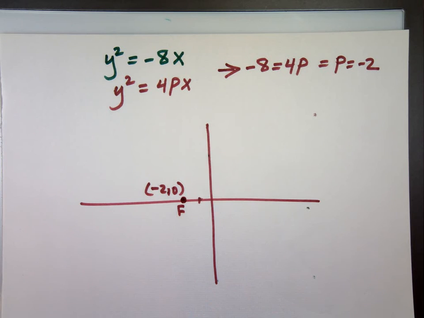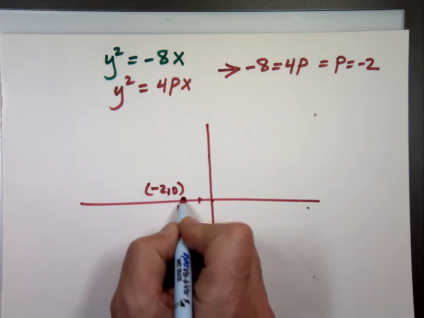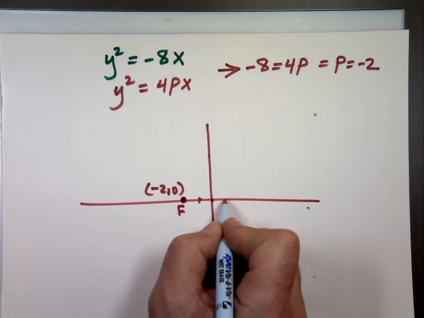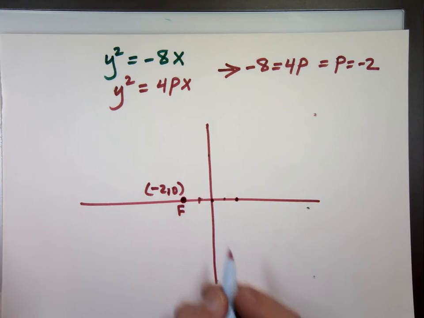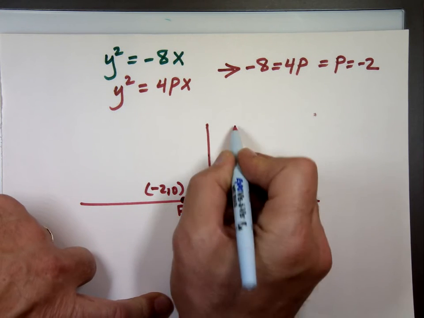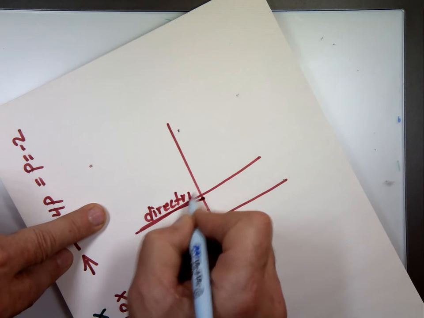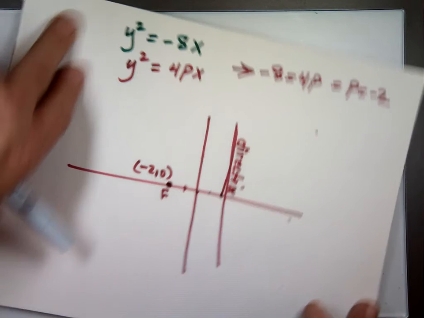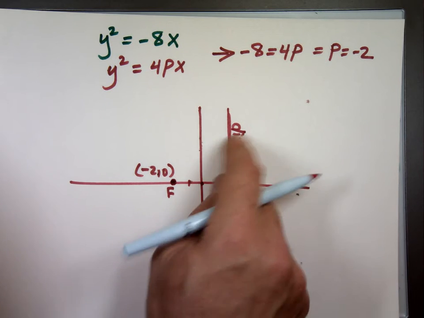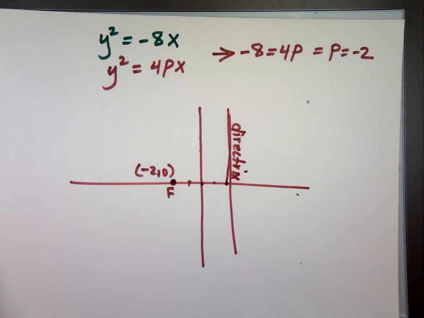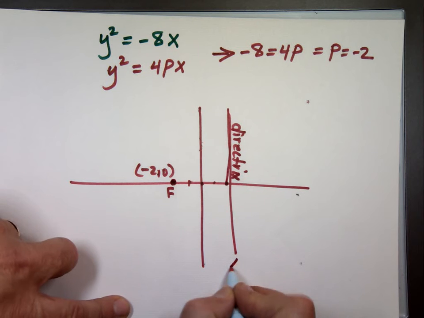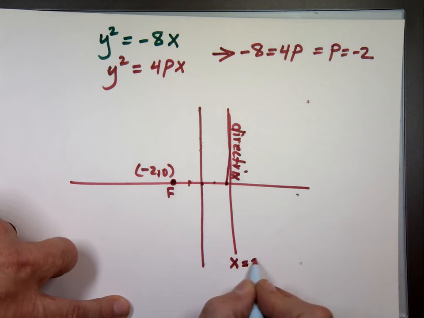So the distance from the origin to that point is what? 2. So I'm going to go back 2 more steps. And there's my directrix, right here. That's x equals to what? The equation for it? 2, right?